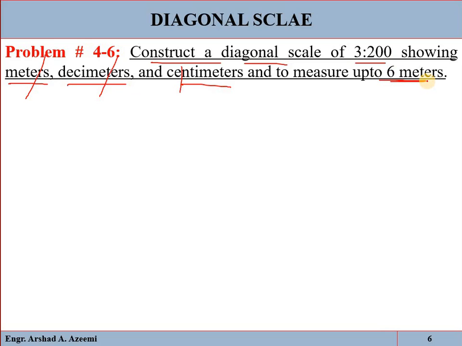The procedure is similar to that of the plane scale: first find the length of the scale, then draw the required line, then divide it into the given parts. The length of the scale is the representative fraction multiplied by the maximum length to measure. There are 100 centimeters in 1 meter, so meter cancels with meter, and 6 multiplied by 100 is 600, times 3 divided by 200.